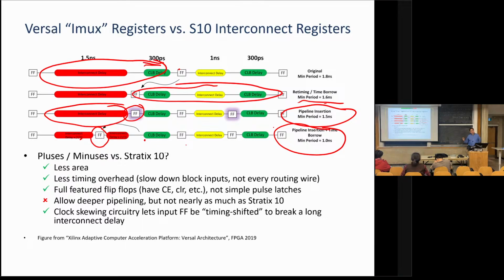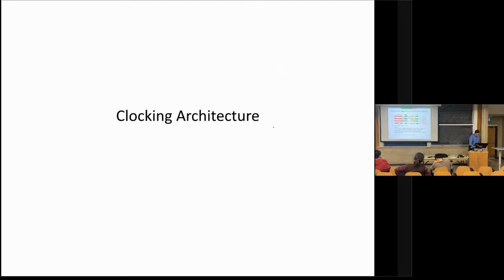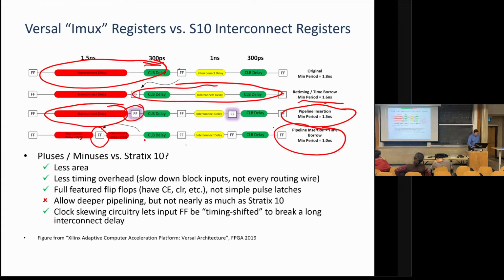But they can put only one register in the interconnect that way, right? Like they got one input register. They can move its clock around so it divides up the input interconnect path. But they can't put like 3 or 4 or 5 registers in that path, which Agilex and Stratix 10 could do. Okay, and that's it for register routing.